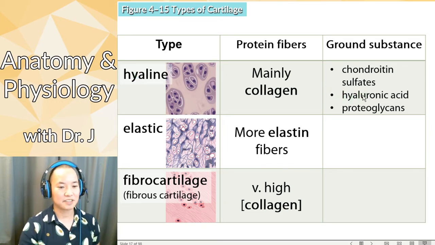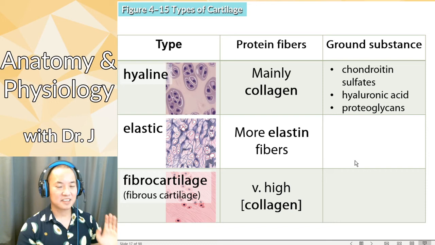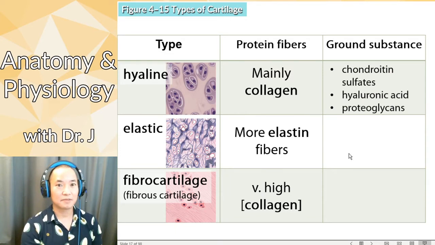Hey, same root word, right? And proteoglycans, there's not just one proteoglycan, it's a broad category, but again, it's telling you like, hey, you have chondroitin sulfate, you have hyaluronic acid, and you have all these proteoglycans that make up this ground substance. So again, hyaline cartilage is more than just one type of chemical. You have multiple chemicals working to make that kind of glassy hyaline.